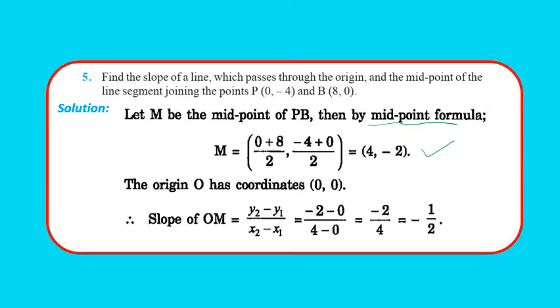Since the line is passing through the origin (0, 0), the slope of the line OM, using the formula (y2 minus y1) upon (x2 minus x1), is (minus 2 minus 0) upon (4 minus 0), which is equal to minus 2 by 4. So the slope of the line OM will be equal to minus half. Clear? So pause and note down the solution.